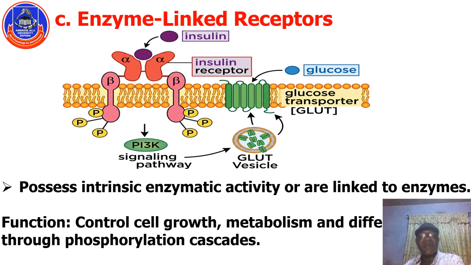Enzyme-linked receptors, the third one. These receptors possess intrinsic enzymatic activity or are linked to enzymes. A common example of this is the tyrosine kinases. Their function is to control cell growth, metabolism, and differentiation through phosphorylation cascade.